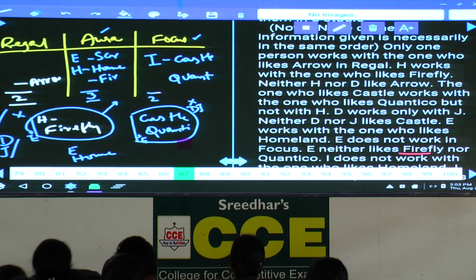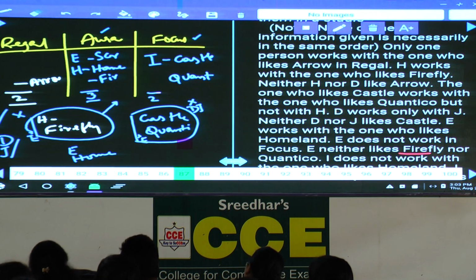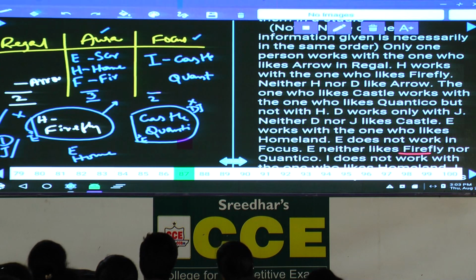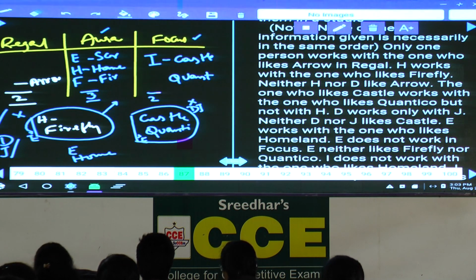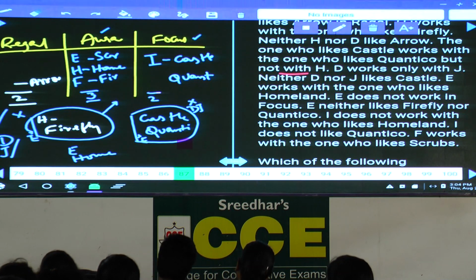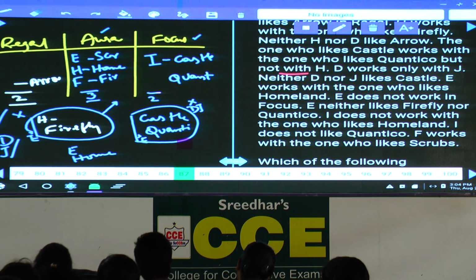And if H is Homeland, then who is the person left over here? F. And F must be at this place. H works with the one who likes Firefly; neither H nor D likes Arrow. The one who likes Casual works with the one who likes Quantico, but not with H. D works only with J, so D and J are in the same. Neither D nor J likes Casual.